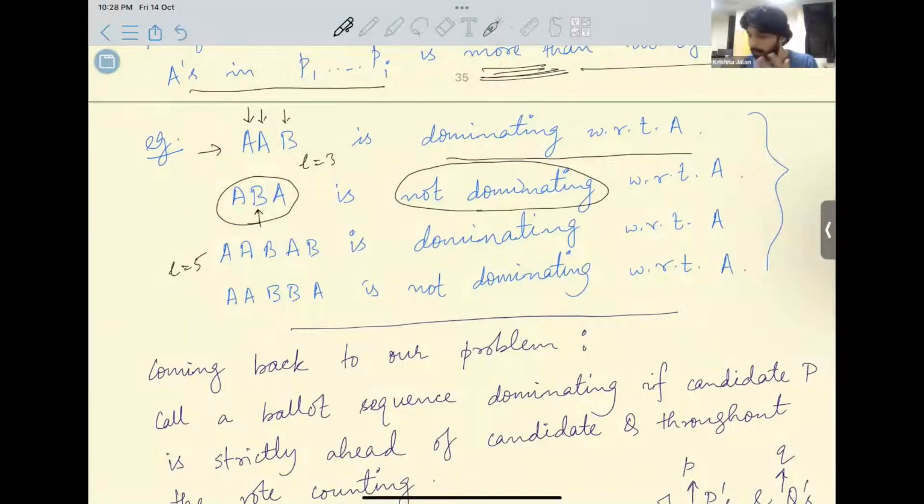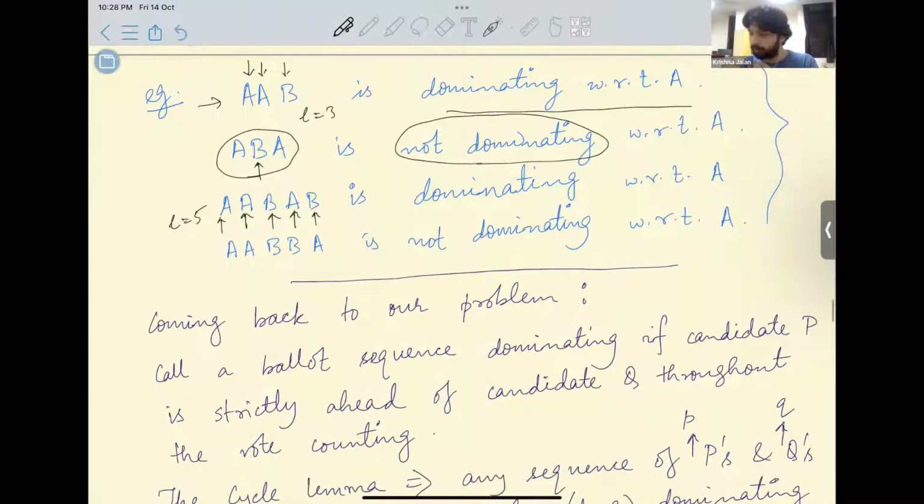Another example, let's say a bigger sequence. In this position, A is 1, B is 0. Good. In this position, A is 2, B is 0. Still good. Here, A is 2, B is 1. Still good. Here, A is 3, B is 1. And over here, A is 3, B is 2. So this is an example of a dominating sequence. The number of A's at every position is more than the number of B's. But the next one is not. It fails at this point.